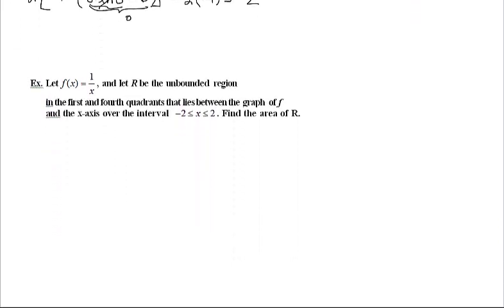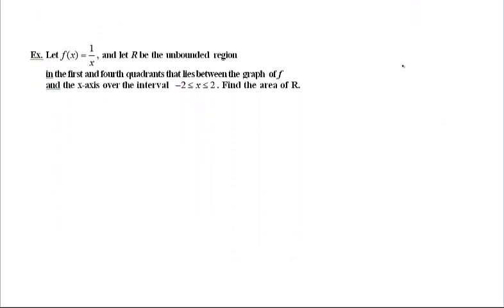Alright, so as a final example, I know you guys have a graph on your paper. Like I said, I just didn't copy it over through the software program that I was using to take a worksheet and change it to a Word document. But we know what the reciprocal graph looks like. It looks like this. Then we're asked to find the unbounded region in the first and fourth quadrants that lie between the graph of f and the x-axis from negative 2 to 2.